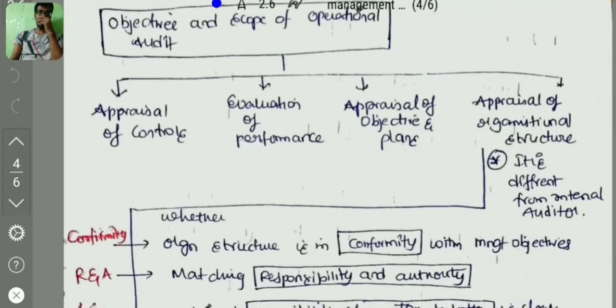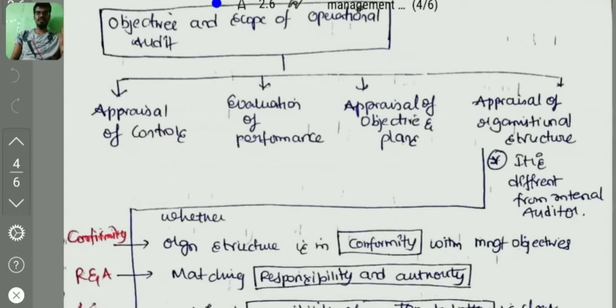And next, what are the main objectives and scope of operational audit? The main objectives are appraisal of controls, evaluation of performance, appraisal of objectives and plans, and appraisal of organization structure. For example, for appraisal of controls, what will the operational auditor do? He will go in and check whether the controls in the process are running correctly or appropriately. If it is correct, he will appraise. If it is wrong, he will suggest. He will report this matter.